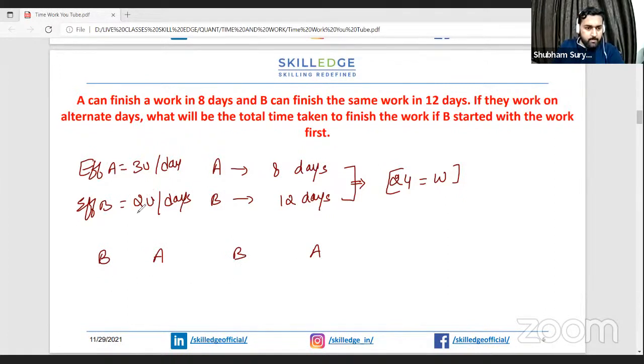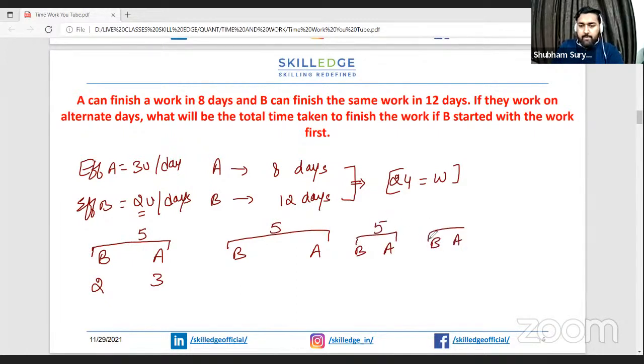So B started with the work, B does 2 units of work, guys. A would have done 3 units of work. Together, they would have completed a total of 5 units of work. We have to go for 24, guys. Again, B and A together completed 5 units of work, and again 5 units. So 5, 10, 15, 20 units of work is already completed.